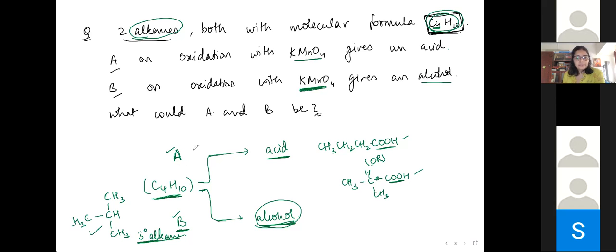And A, because I got an acid, it's got to be either primary or secondary. Secondary though, it's not possible here. So it has to be the primary one. So this is A and this is B. Why is secondary not possible? Can you create a secondary carbon atom with this? If I take the CH3 and attach it over here, I'm going to get a tertiary carbon only.